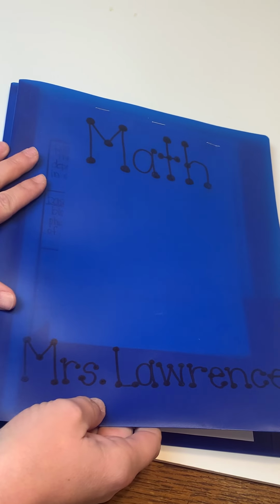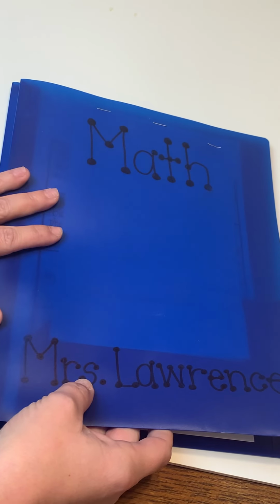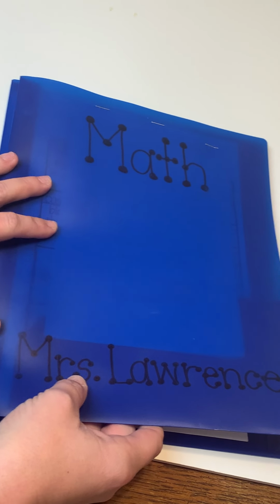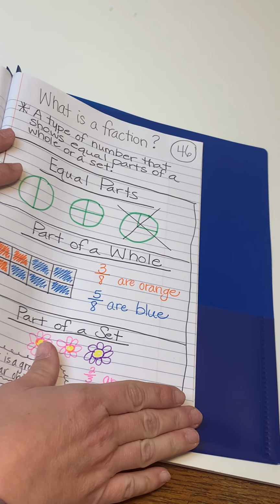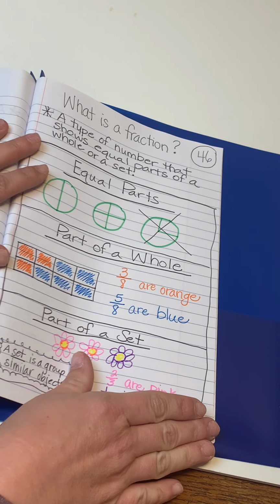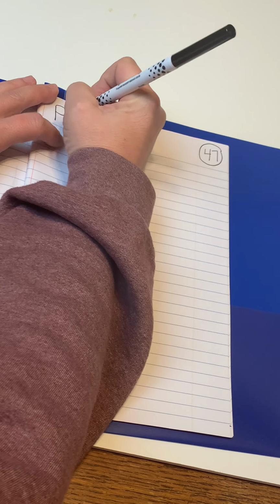Hi friends, we are going to complete notes on parts of a fraction. Once again, we will be in our math folder or journal. All right, earlier we did page 46, what is a fraction? And now we are going to move to page 47. This will be the next page on the front side. And this page is going to be parts of a fraction.